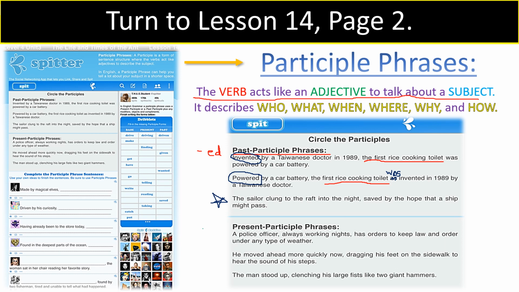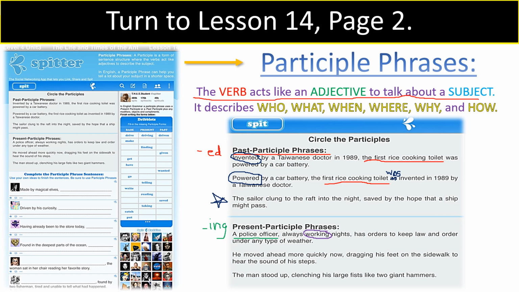Moving down, we're going to go into present participle phrases, which focus on ing verbs. Let's do number 1, guys. A police officer, always working nights, has orders to keep law and order under any type of weather. So here the subject is a police officer. What ing word, a verb, acts as a descriptive word or as an adjective? If you said working, you are correct, because this describes the police officer who always works nights.